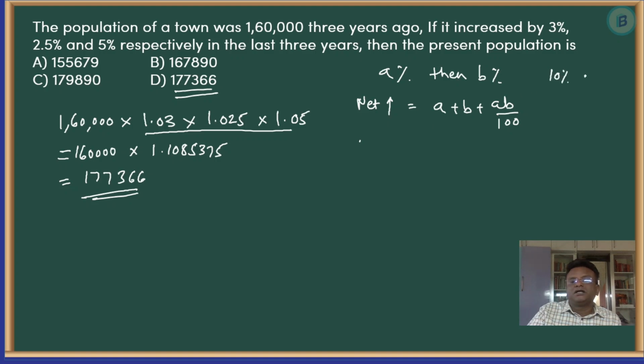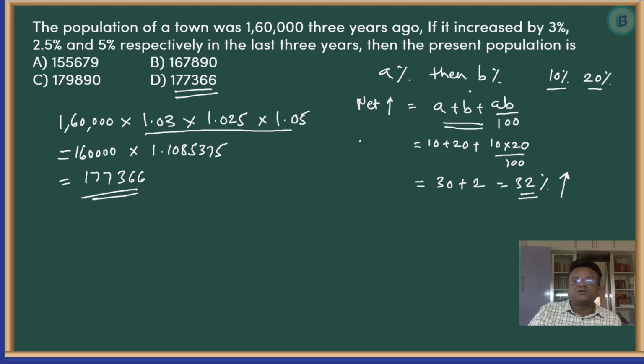For example, if you increase something by 10%, then 20%, so this will be 10 plus 20 plus 10 into 20 by 100, which is equal to 30 plus 2, that is 32. First you increase something by 10% and then by 20%, your overall increase will be 32%. This is what this formula is, right?